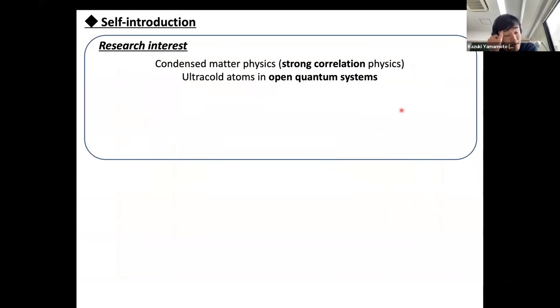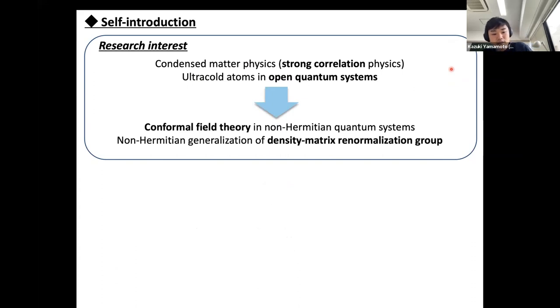Let me go into my self-introduction briefly. My research interest is mainly in condensed matter physics, and particularly in strong correlation physics. And recently, I'm also interested in ultra-cold atoms in open quantum systems. In today's talk, I mainly focus on the conformal field theoretical approach in non-Hermitian quantum systems, and as a numerical perspective, I focus on the non-Hermitian generalization of the density matrix renormalization group.